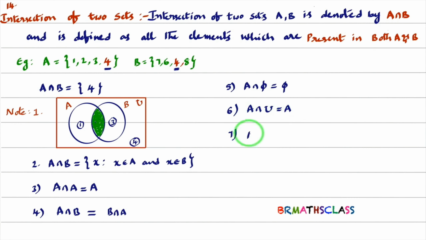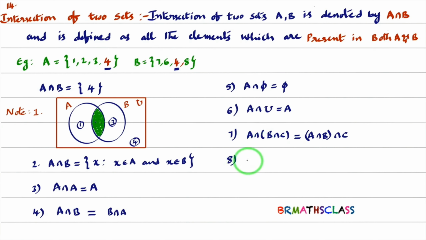What about the associative law with respect to intersection? With respect to intersection, the associative law holds good. That is, (A intersection B) intersection C is the same as A intersection (B intersection C). The associative law holds good with respect to intersection. We know that the associative law holds good with respect to union also.